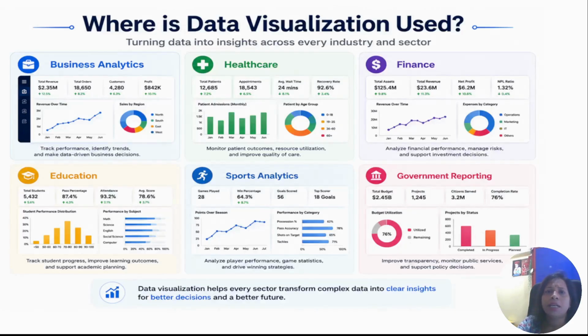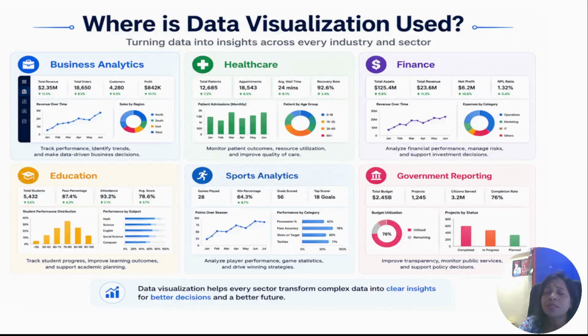Now let's discuss the real life applications of data visualization. So you might be wondering where data visualization is actually used. The answer is almost everywhere. So in business analytics, to monitor sales, customer behavior, and operational performance. In healthcare, hospitals track patient information, disease outbreaks, and treatment effectiveness.